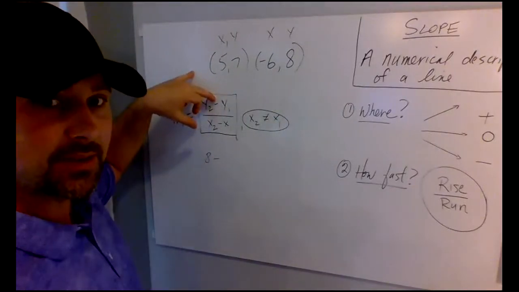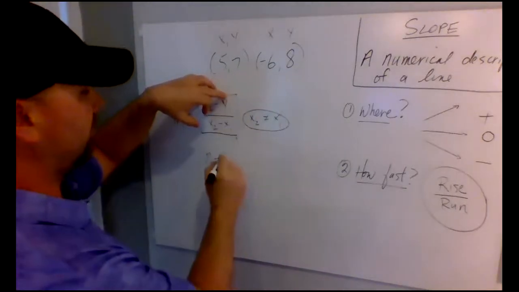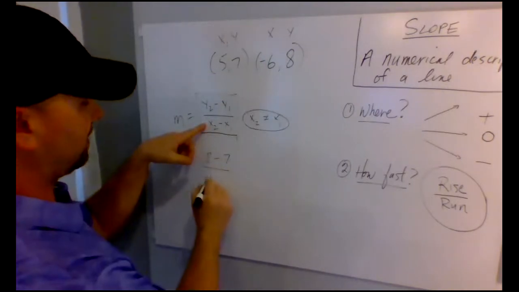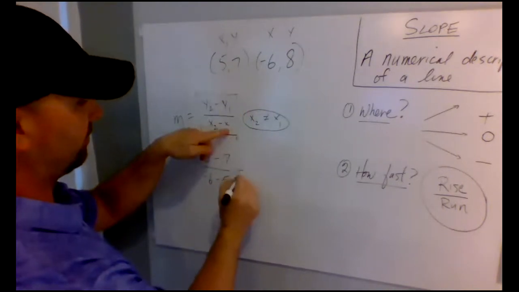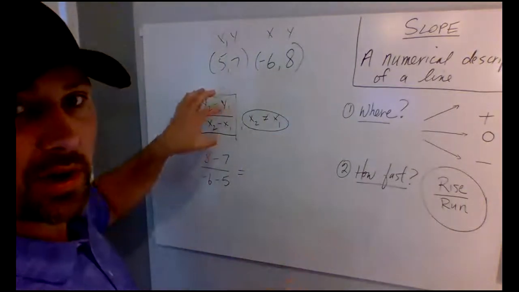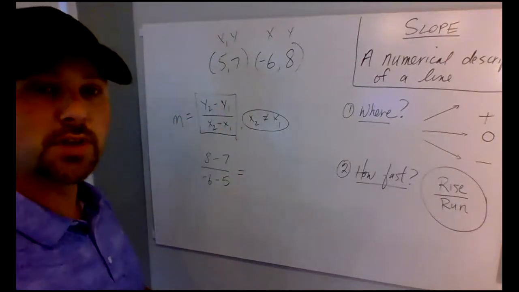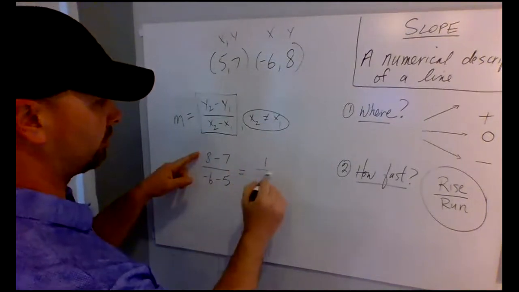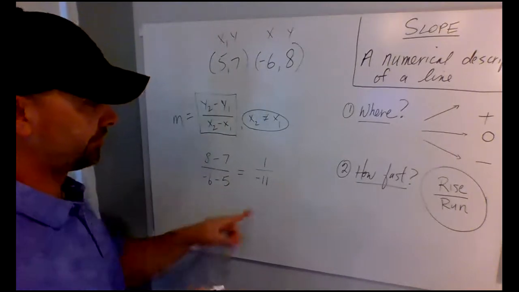It's always minus. The first y is 7 over x2. The second x is -6 minus x1, which would be 5. The first x. So all we're doing is we're pulling the numbers out and putting them where they go according to this. You don't have to memorize this. You just have to use it to fill in. All right, 8 minus 7 is 1. -6 minus 5 is a -11.